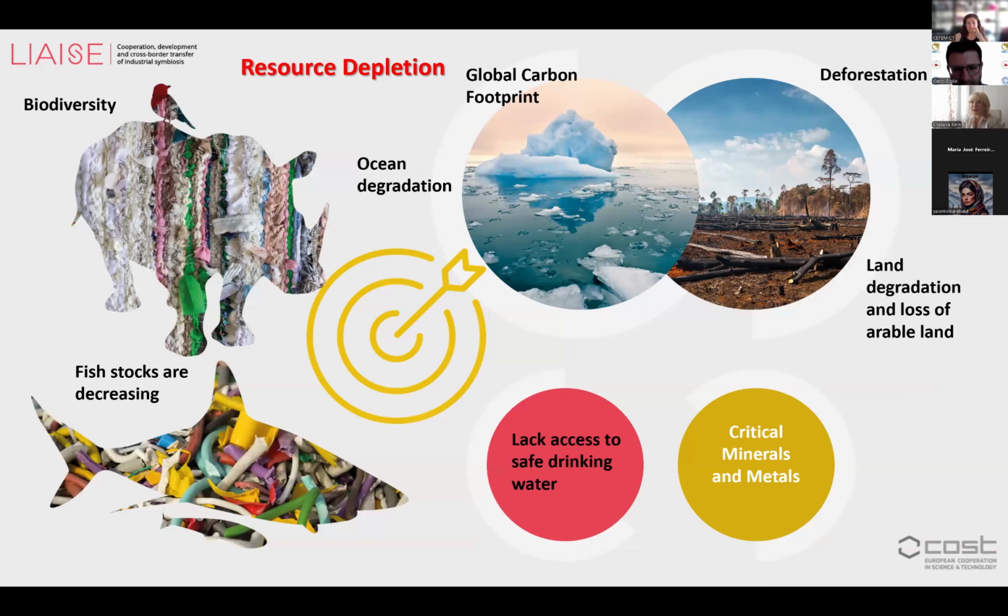And there is also growing concern regarding resource availability. And we can see here that fish stocks are decreasing, also biodiversity. We have problems with ocean degradation, global carbon footprint, deforestation, land degradation, loss of arable land, and a million people lack access to safe drinking water, and there is increasing demand for critical minerals and metals.